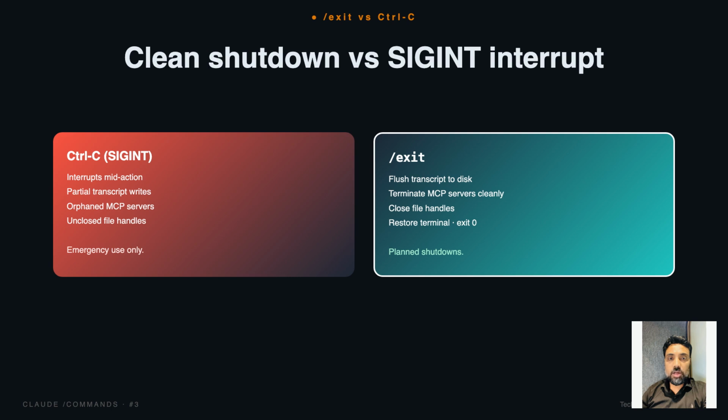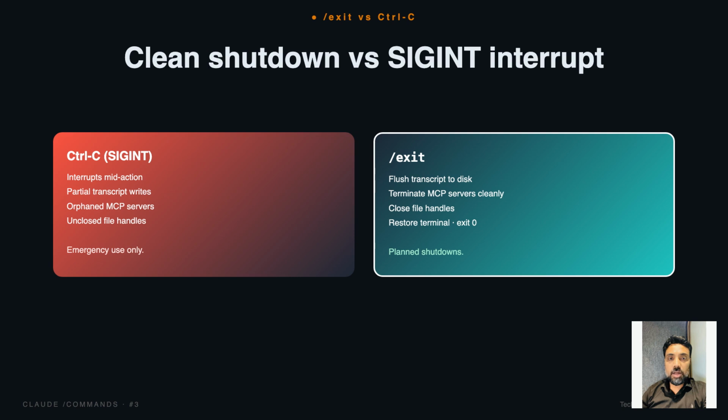Compared to Ctrl-C, Ctrl-C sends a SIGINT signal. The process gets interrupted mid whatever it's doing. If Claude was in the middle of writing to your session transcript, that write might be partial or lost. If MCP servers are running, they get orphaned. If you had a file handle open, it might not get cleaned up. It usually works okay because most systems are resilient, but occasionally it corrupts your session state. The recommendation is use /exit for planned shutdowns, Ctrl-C for actual emergencies.